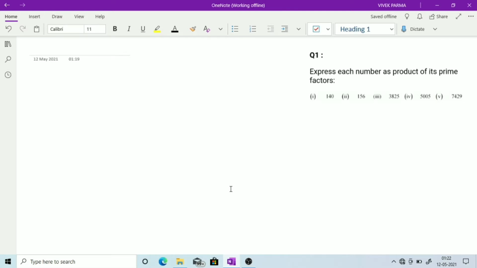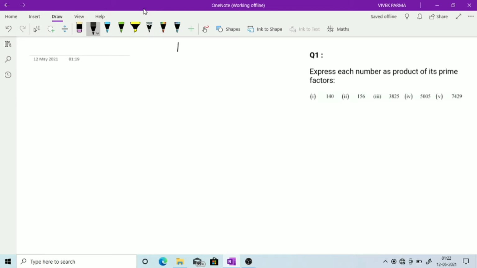So, I am going to start here discussing all the questions of real numbers from NCERT. We have questions here from exercise 1.2 of NCERT. So, we have a question on the screen: Express each number as the product of its prime factors.